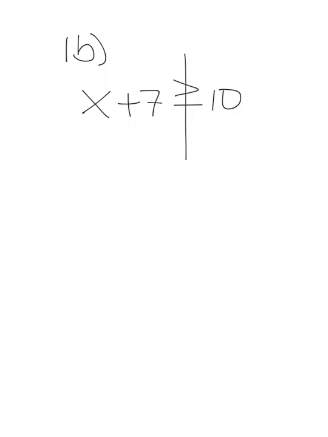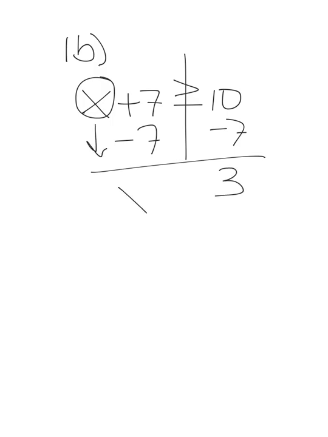1B says x plus 7 is greater than or equal to 10. Circle my x, can't touch it, what can I touch? Opposite of plus 7 is minus 7. 10 minus 7 is 3. Again, make sure that you're keeping your inequality lined up. X was on the left to start, so it's going to stay on the left in the end. Bring down your inequality, and you're done.